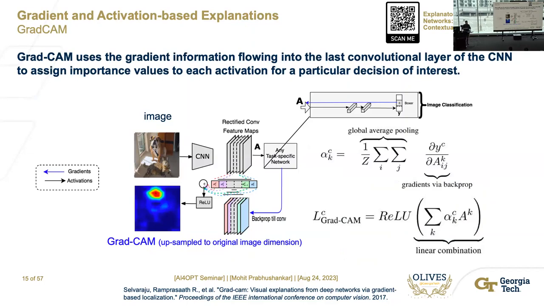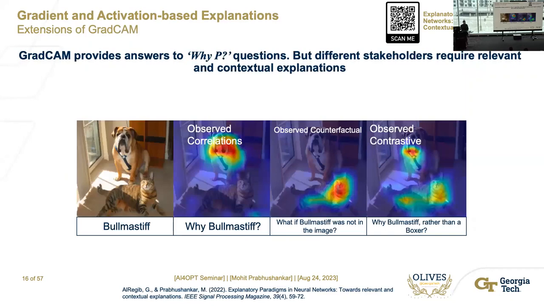So this is a very simple description of what GradCam is doing, and you get access to this kind of an explanation map out of it. Gradients are giving you some kind of a weight that you're putting on top of your activations, which is giving you local information as to why the network has made this kind of a decision. Now, this gives you this idea of why P explanation. If I were asking why P, where P is basically the prediction or the logit, I can get this kind of observed correlation based on GradCam.